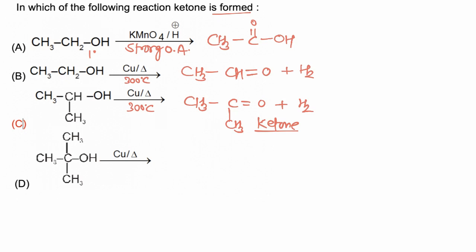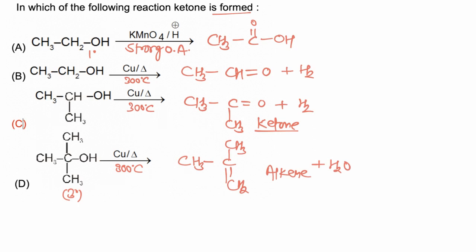When tertiary alcohols are heated in presence of copper at high temperature, approximately 300 degrees Celsius, in this case a water molecule will be released. In primary and secondary alcohols, hydrogen gas is released, while in the case of tertiary alcohol, a dehydration reaction takes place and alkene is formed as a product. So in the fourth case, when a 3 degree alcohol is taken, after the dehydration reaction, alkene is formed as the final product. So the correct answer is C. Ketone is formed in the third case.